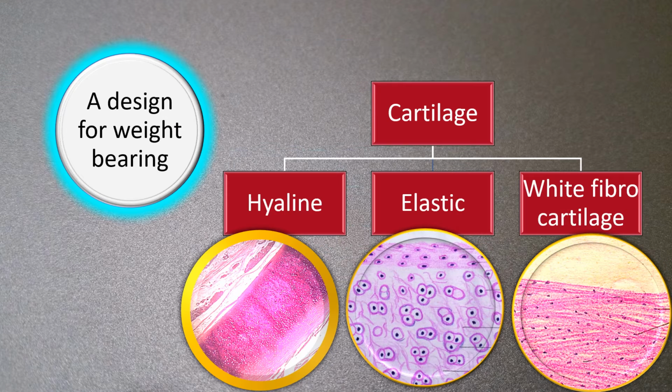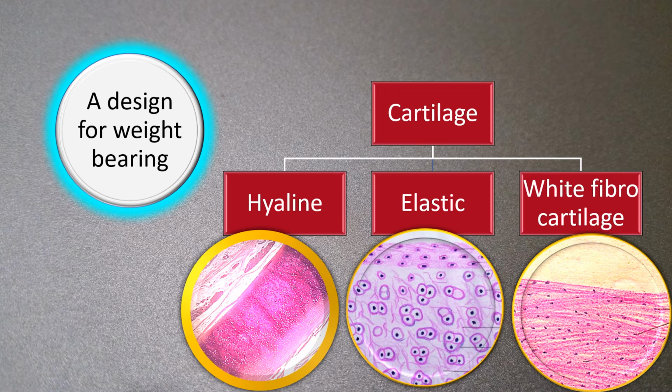Now we will begin with the basic design of the hyaline cartilage for the discussion, then compare it with the elastic and the white fibro cartilage. But cartilage as a whole is a design for weight bearing, whether it is hyaline or elastic or white fibro. Essentially, these kinds of connective tissues can withstand compression forces, and that's why they are ideally located in places like the intervertebral discs, things like that.